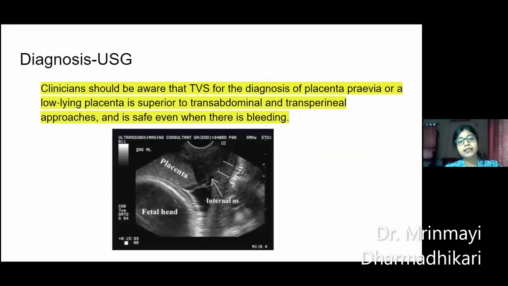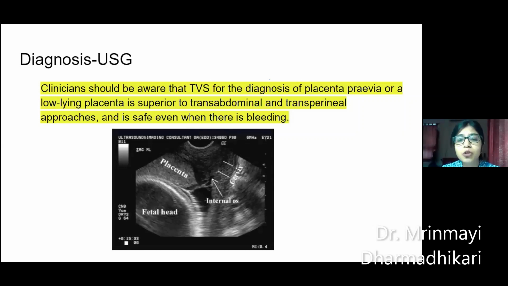Diagnostic modality, of course, is ultrasonography. Now, a very important point I want to highlight here is that clinicians should be aware that transvaginal sonography for the diagnosis of placenta previa is superior to transabdominal and transperineal approaches and is safe even when there is bleeding. Okay, so you can do a transvaginal sonography. It is more sensitive than a transabdominal and transperineal sonography.